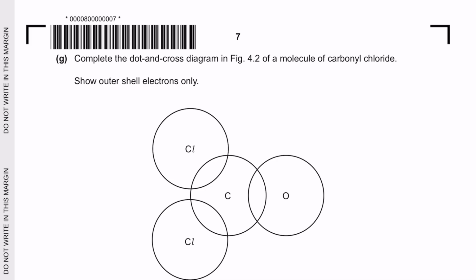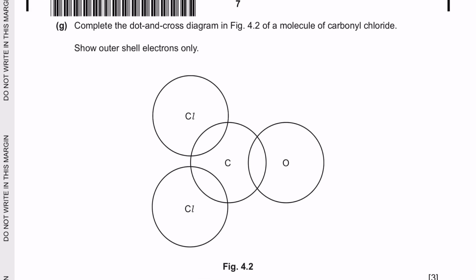Next, question G. Complete the dot and cross diagram in figure 4.2 of a molecule of carbonyl chloride. We've got chlorine atoms with an electron configuration of 2, 8, 7, a carbon atom with an electron configuration of 2, 4, and an oxygen atom with an electron configuration of 2, 6. And we just need to draw the outer shell of the electrons.